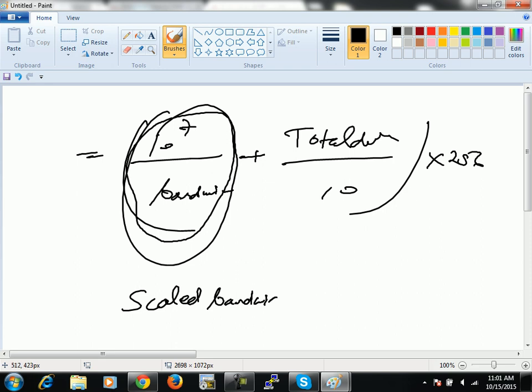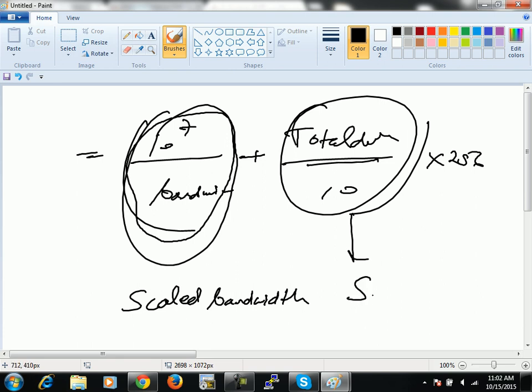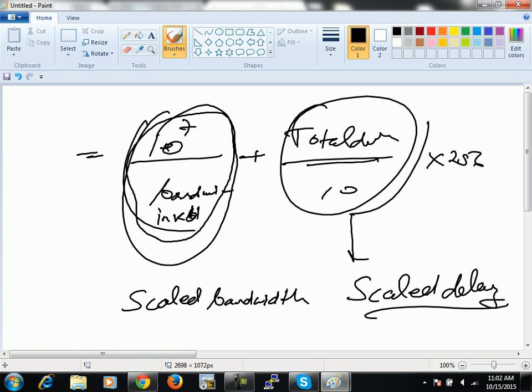Actually, this is the formula to calculate your scaled bandwidth, and total delay divided by 10 is the formula to calculate your scaled delay. And for 10 raised to the power 7 divided by bandwidth in kbps, you must remember that while calculating scaled bandwidth, make sure you put your bandwidth in kbps, and you will always consider the lowest bandwidth, right? Lowest bandwidth from source to destination.